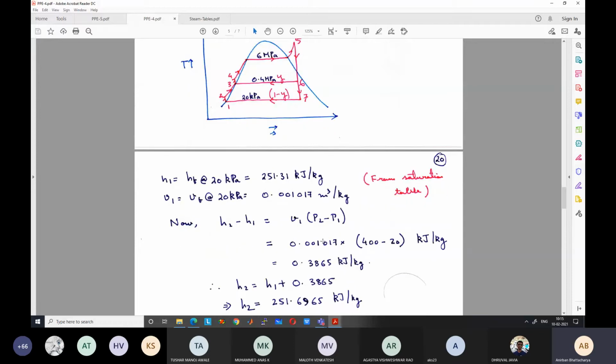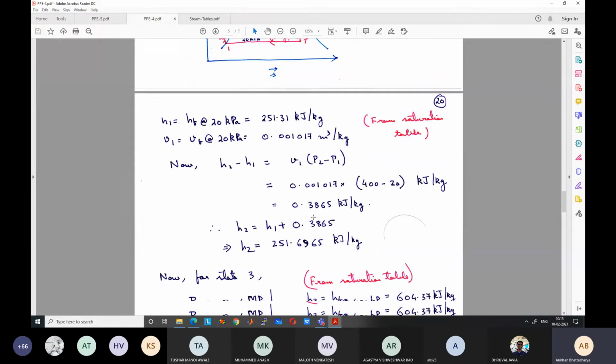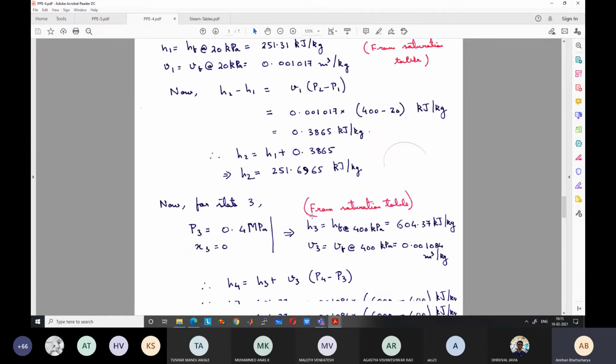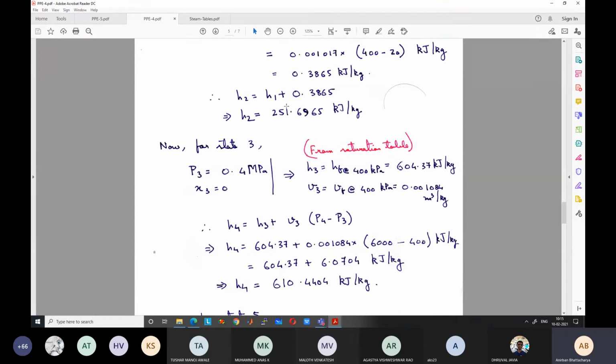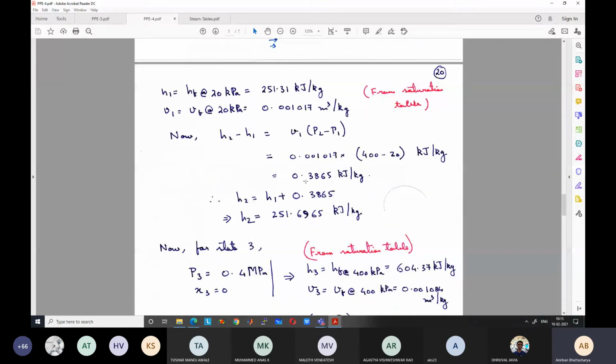So V1 into (P2 minus P1): 0.001017 into (400 minus 20) kilojoule per kg. Because we are using kilopascals, our unit is kilojoule per kg. If you are using pascals here, you will get joule per kg. Okay. So H2 minus H1 is 0.3865 kilojoule per kg, or H2 is equal to H1 plus 0.3865 kilojoule per kg. H1 we already know. So from this you can find H2, which is 251.6965 kilojoule per kg. So H2 is known.